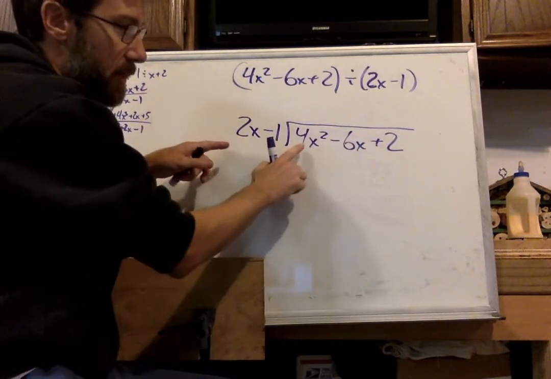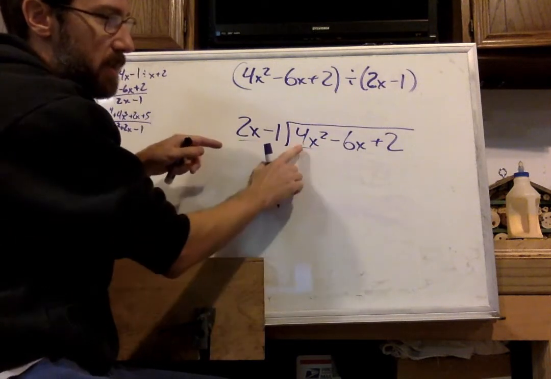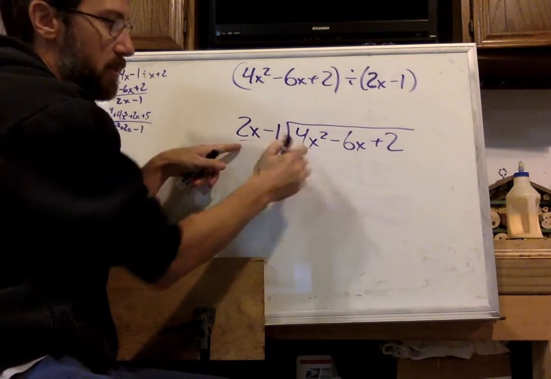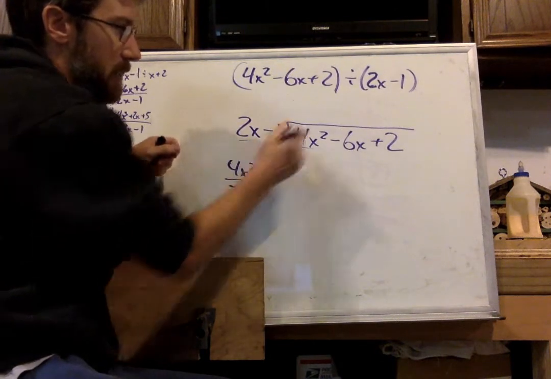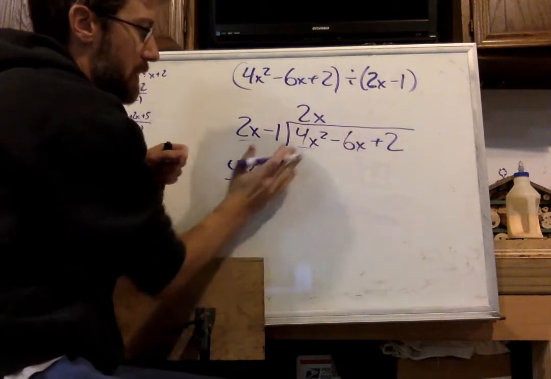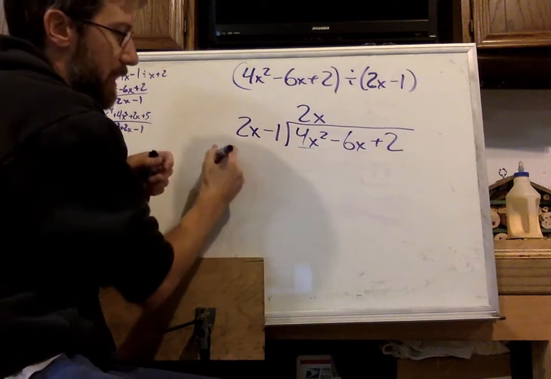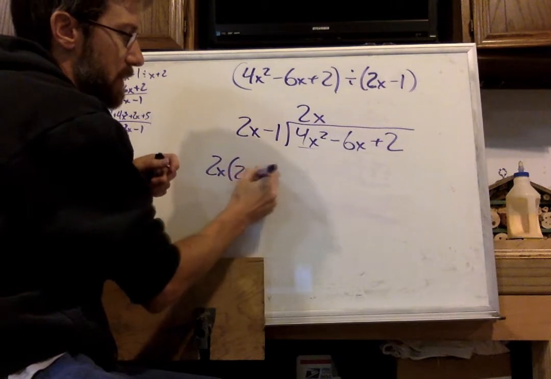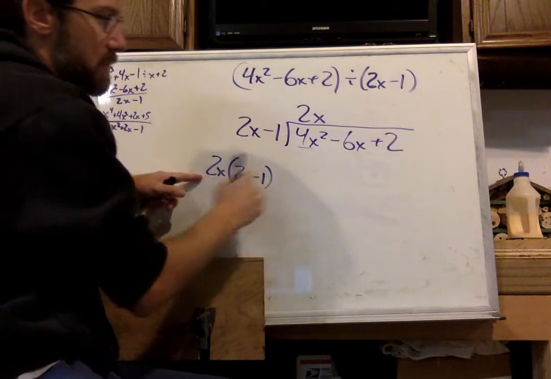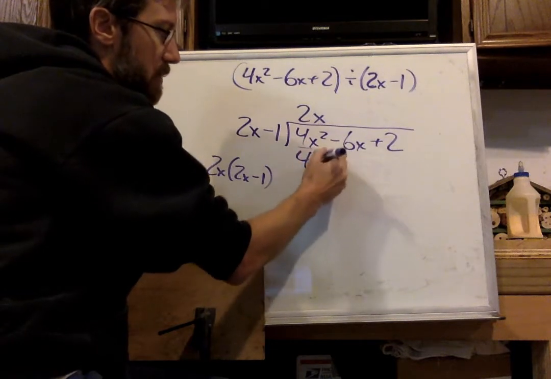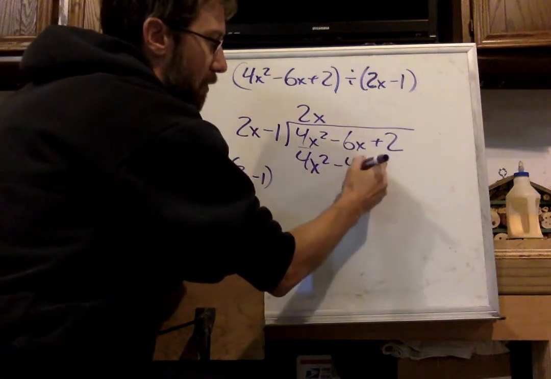Now I'm going to start by dividing first term by first term only. So 4x squared divided by 2x. 4x squared over 2x. That equals 2x. Now I'm going to take 2x and I'm going to multiply it by my divisor. So 2x times 2x minus 1. And I'm going to write it underneath here. 2x times 2x is 4x squared. 2x times minus 1 is minus 4x.